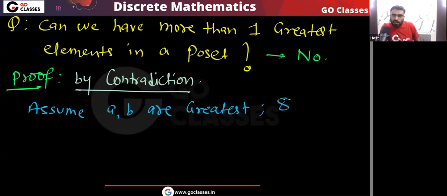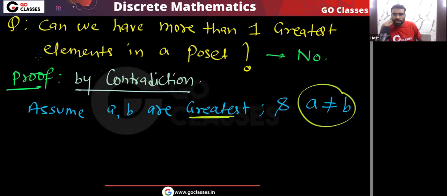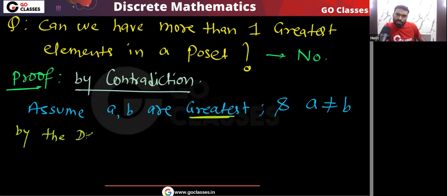Is this clear? Assume for a moment that you have more than one greatest element. Assume A comma B are greatest and they are different. Now, by the definition of greatest, what will happen? Just apply the definition of greatest. A comma B are greatest, right? Yes or no? So what does that mean?